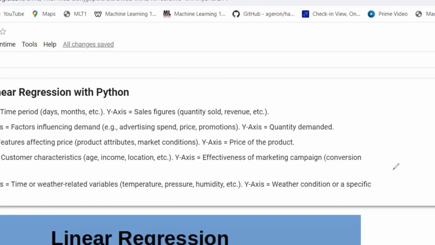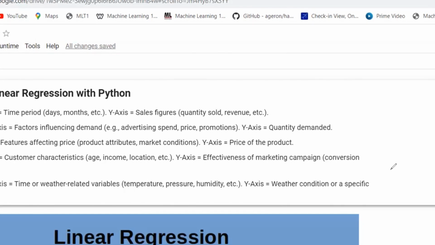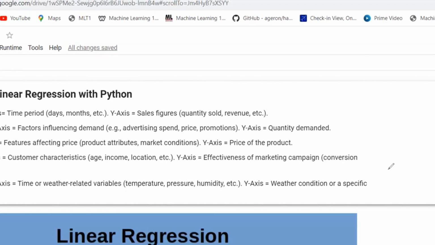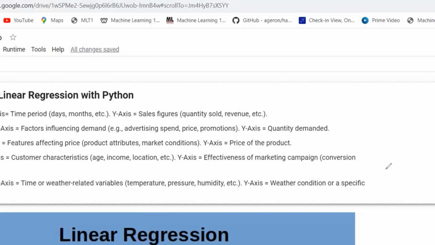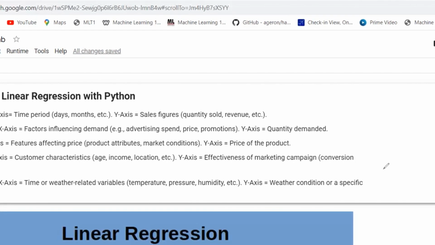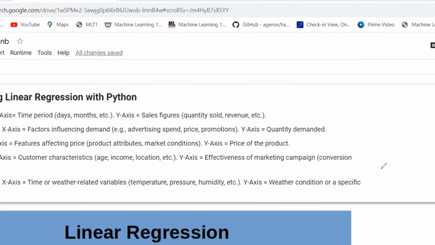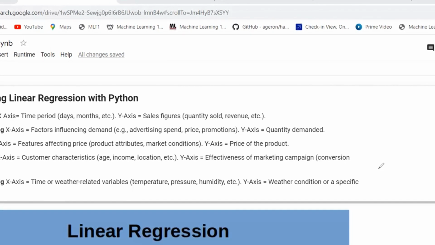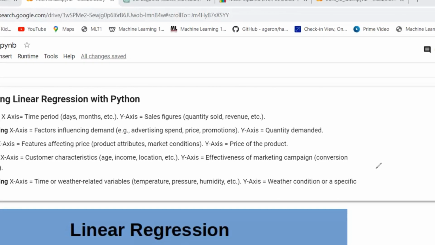Linear regression plays an important role in how a dependent variable is forecasted with respect to an independent variable. So most of the dependent variables with respect to the applications mentioned above would be on the y-axis, which are predicting the sales, predicting the quantity, predicting the price, predicting the effectiveness of a marketing campaign, predicting tomorrow's weather.